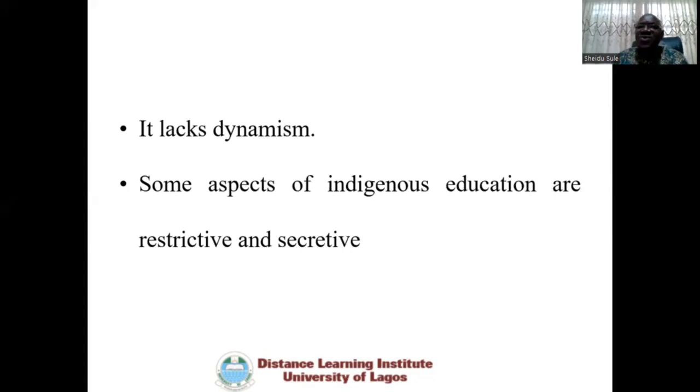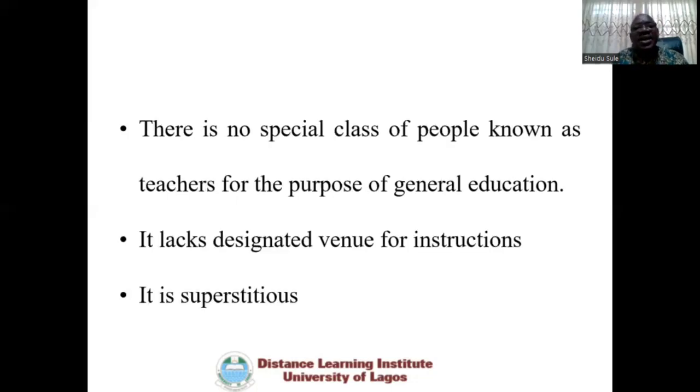The secrecy involved is made known to the elders in the community alone. Sometimes the women are not carried along, they are not involved in some aspects of African traditional education. There is no special class of people known as teachers for the purpose of general education. Everybody is a teacher. When a child does something wrong, something that is not consistent with the norms of the society, you correct him. As you correct him at that point, you have served as his teacher.